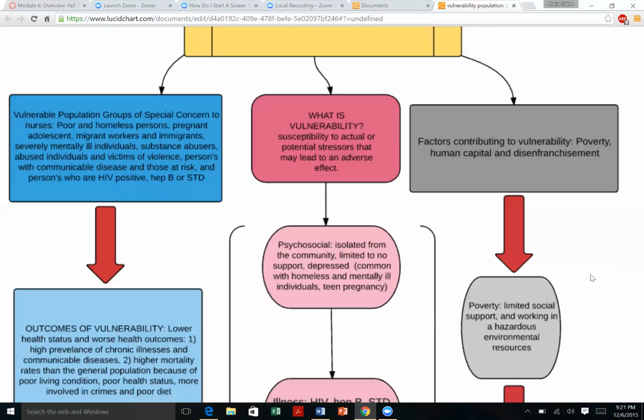So if you look at the left here, the first box, vulnerable populations are people who are poor and homeless, pregnant adolescent, migrant workers and immigrants, severely mentally ill individuals, substance abusers, abused individuals, and victims of violence, persons with communicable disease and those at risk, and persons who are HIV positive, Hep B or STD. And on the right here, we'll talk about the factors that contribute to vulnerability. These are poverty, human capital, and disenfranchisement.